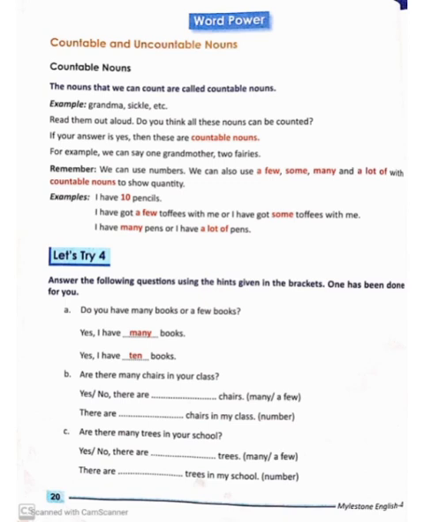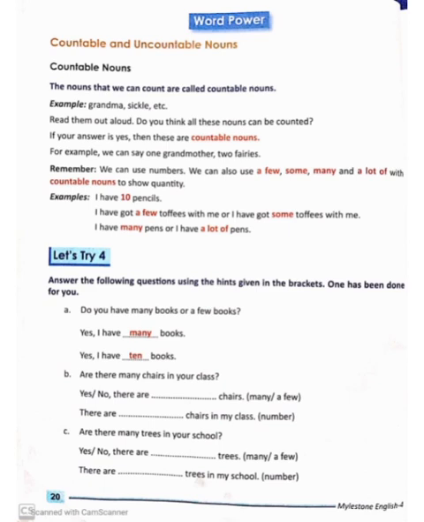Now come to page 20 of your book. Word power, countable and uncountable nouns. The nouns that we can count are called countable nouns. As I told you earlier, for example, grandma, sickle, etc. You can read them aloud. Do you think all these nouns can be counted? If your answer is yes, then these are countable nouns. For example, we can say 1 grandmother, 2 fairies.